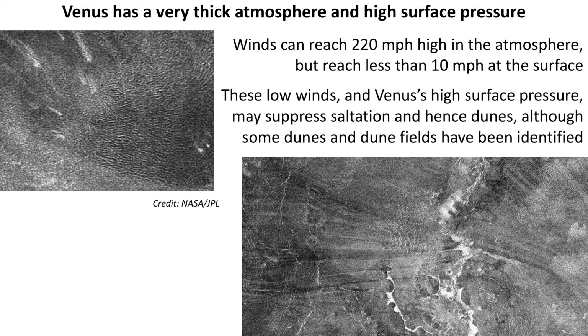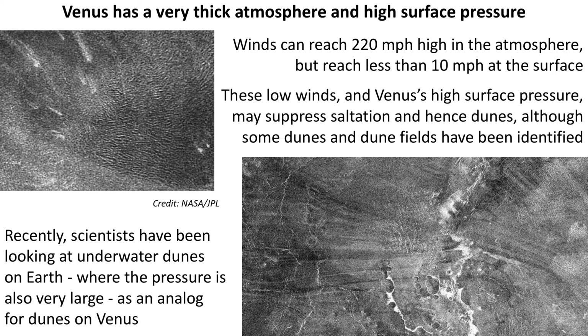by the Magellan spacecraft. And recently, scientists have been looking at underwater dunes on Earth, where the pressure is also very large, as an analogue for dunes on Venus. And the idea is that when you have very high surface pressure, it's harder for those sand particles to bounce up and down and saltate and create dunes.